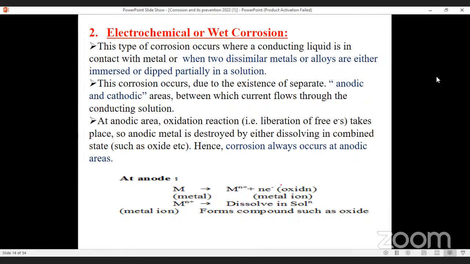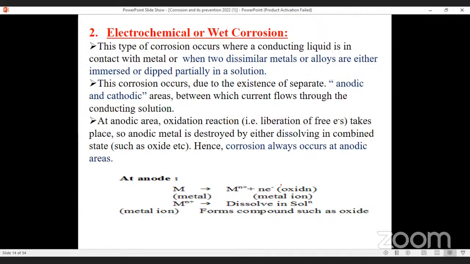Okay, just see here. This type of corrosion occurs where a conducting liquid is in contact with the metal, when two dissimilar metals or alloys, meaning combinations of metals, are either immersed or dipped partially in the solution.